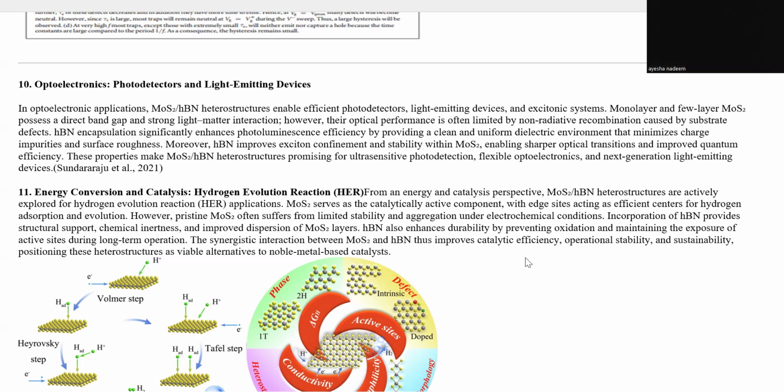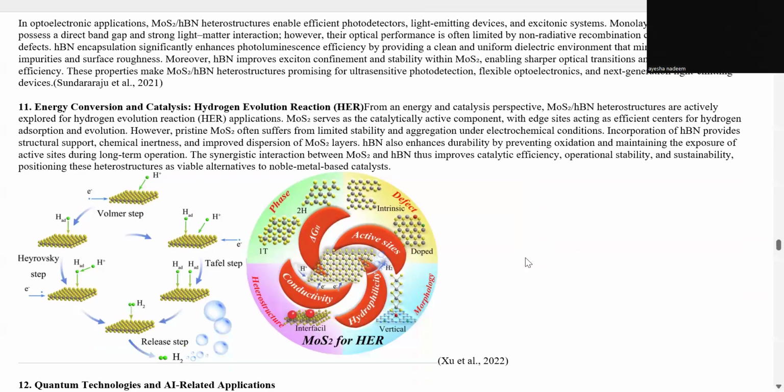hBN encapsulation significantly enhances photoluminescence efficiency by providing a clean and uniform dielectric environment and minimizing charge impurities and surface roughness. Moreover, hBN improves exciton confinement and stability in molybdenum disulfide, enabling sharper optical transitions and improved quantum efficiency. These properties make molybdenum disulfide and hexagonal boron nitride heterostructures promising for ultra-sensitive photodetectors, flexible optoelectronics, and next-generation light-emitting devices. The 11th application is energy conversion and catalysis, which is the hydrogen evolution reaction, HER.